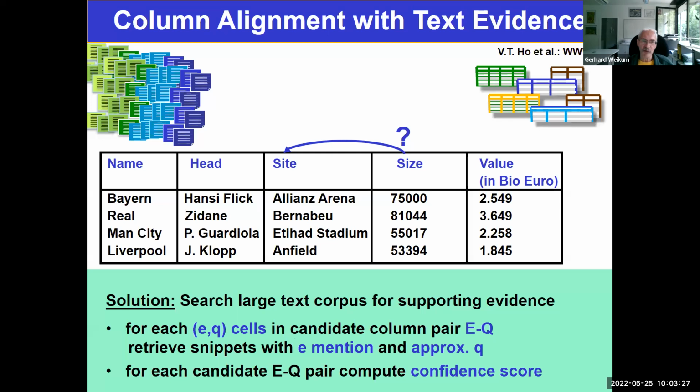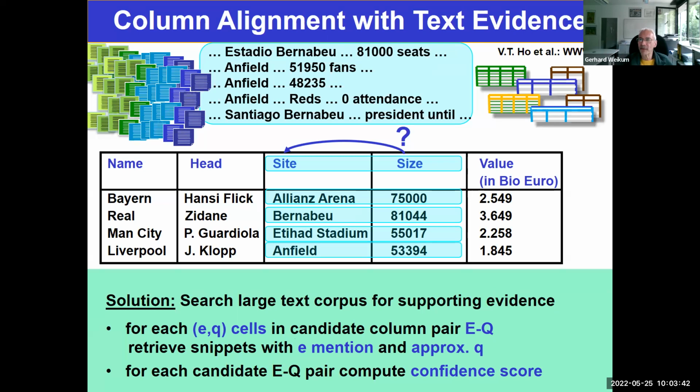We pick one candidate alignment, and then we look at the value pairs in these two columns, an entity and a quantity. And now we search large text corpora. So we have some reasonably large text corpora, including news collections. And we try to spot both entity value and quantity value in a compact proximity window, and taking this as good evidence that this alignment makes sense.